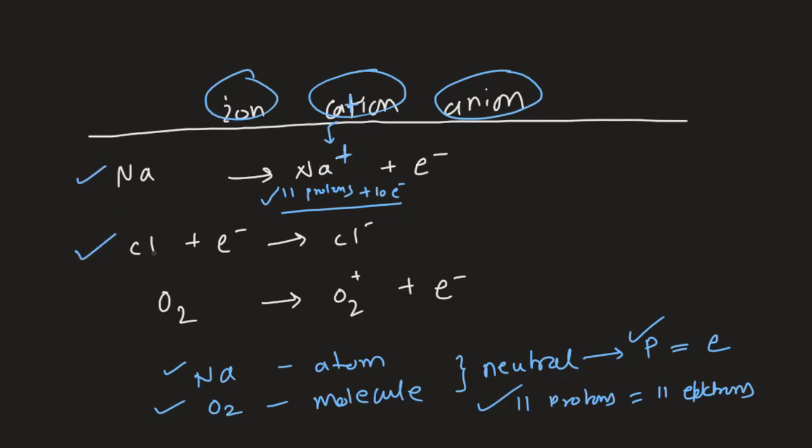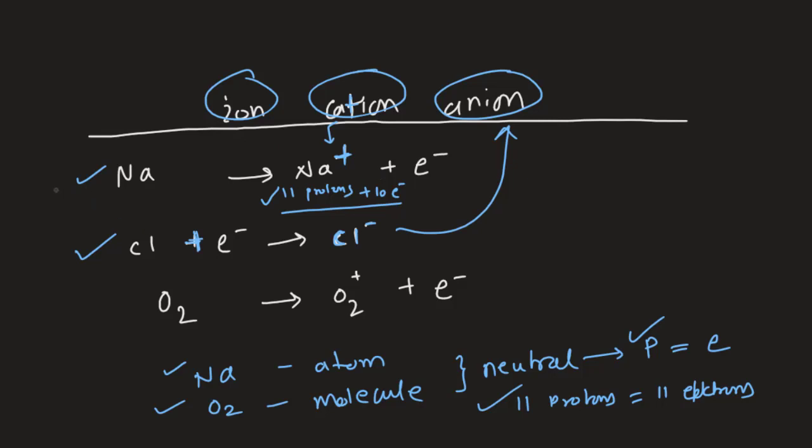And if you look at chlorine, if we add one electron to the chlorine, there will be more electrons than protons, and that's why this chlorine becomes negatively charged, and that is called an anion. So whenever an atom or molecule has a net electric charge, we call it an ion, and it can be a cation or an anion. If it is positively charged, we say it is a cation. If it is negatively charged, we call it an anion. So both are ions basically.